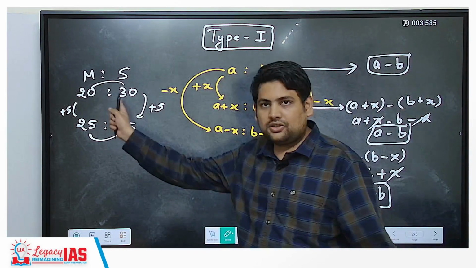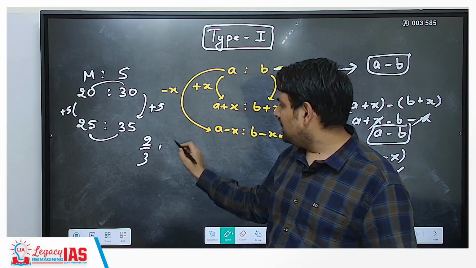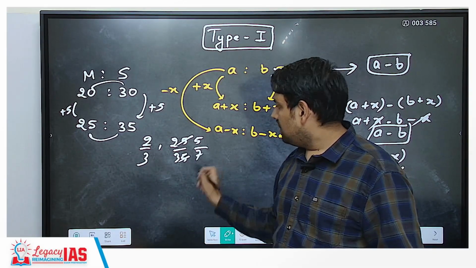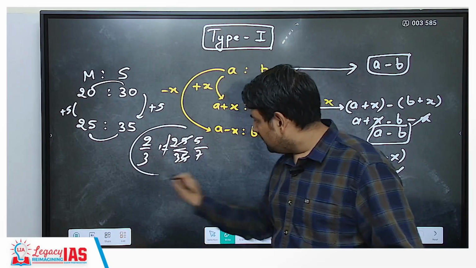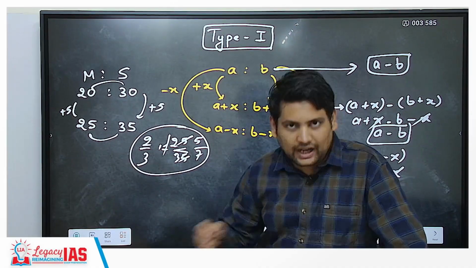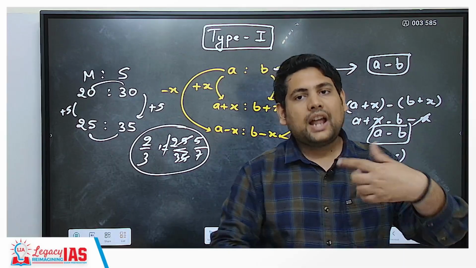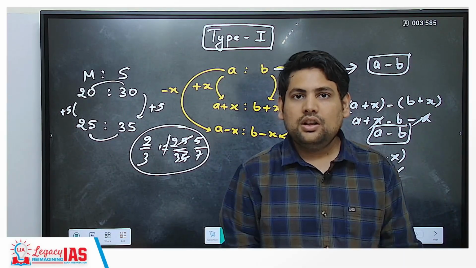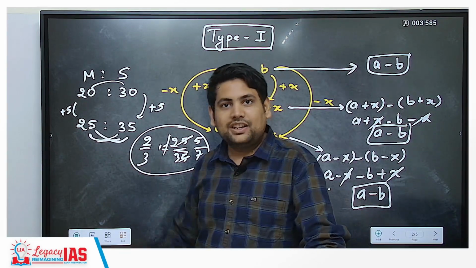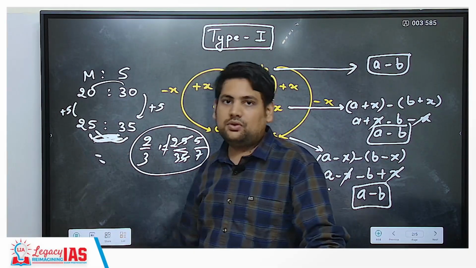Even though these ratios are clearly not the same, this is 2 by 3 and this is 25 by 35, which will be 5 by 7. Now 2 by 3 and 5 by 7 are absolutely not equal, but the difference between them will still be the same. That is, if you take a ratio and add something or subtract something on both parts of the ratio, the ratios will change, but the difference between the parts of the ratios won't change, correct?